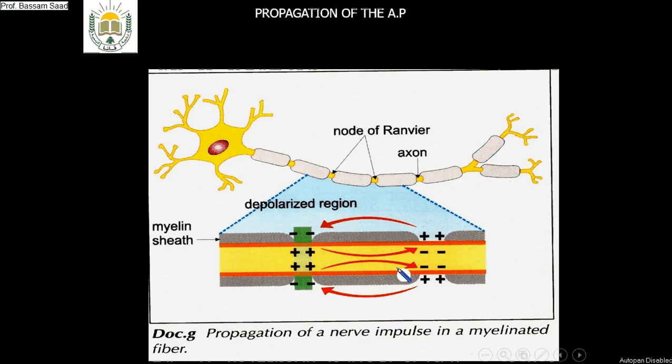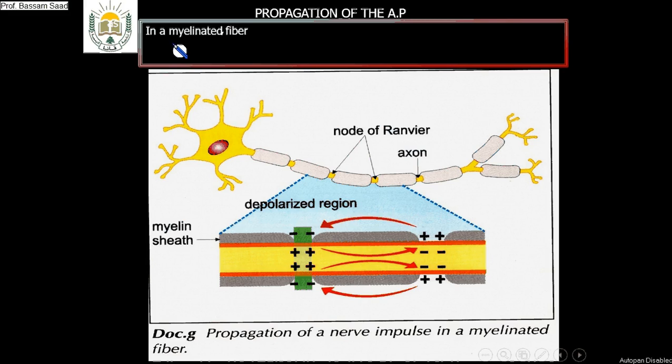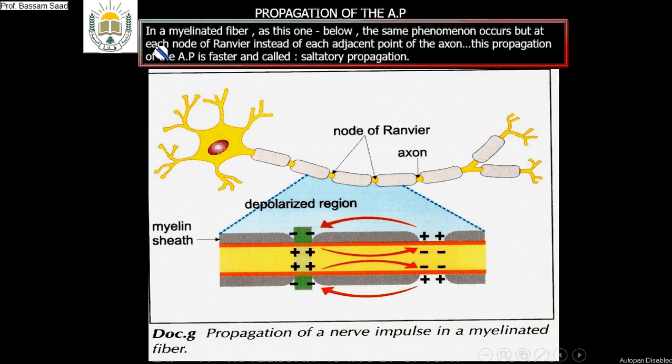Let us write something. In a myelinated fiber, as the one below, the same phenomenon occurs, but at each what? At each node of Ranvier instead of each adjacent point of the axon. So this propagation of the action potential is faster, of course, and called saltatory propagation, by jumping. For this reason, we said that the speed of the action potential increases with the presence of the myelin sheath, because in fibers with myelin, the propagation is saltatory and not step by step.